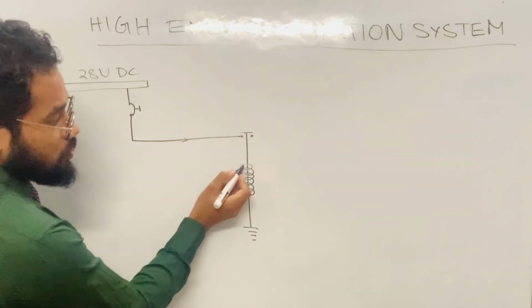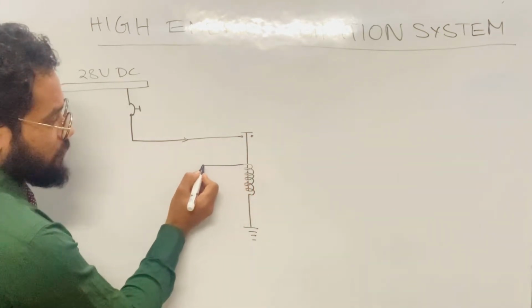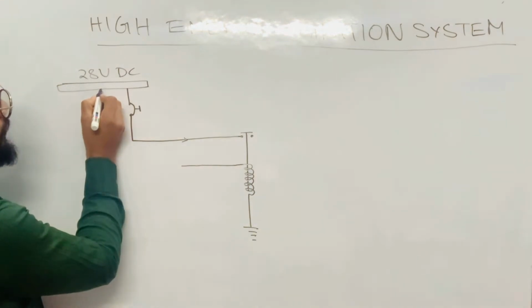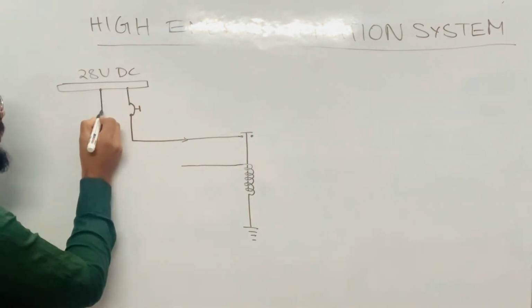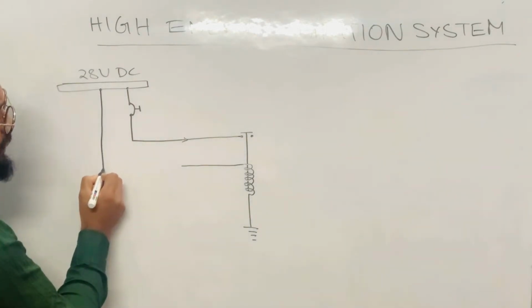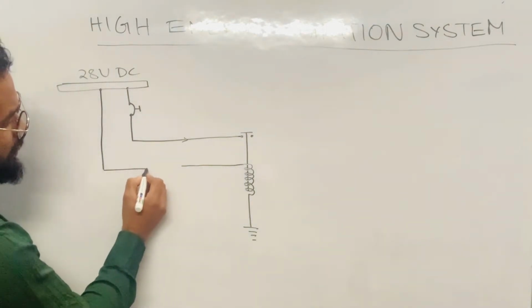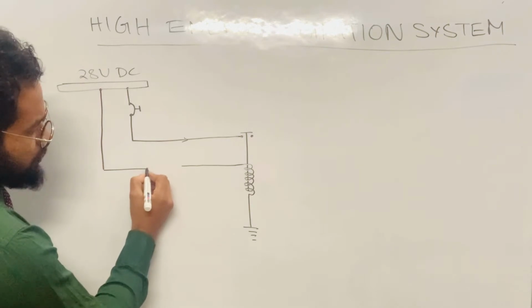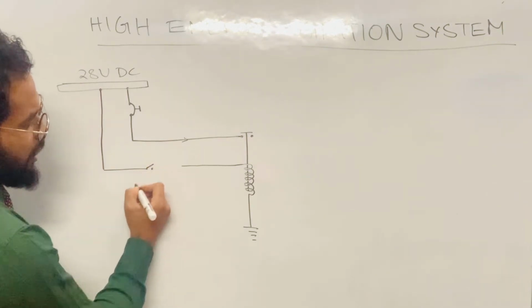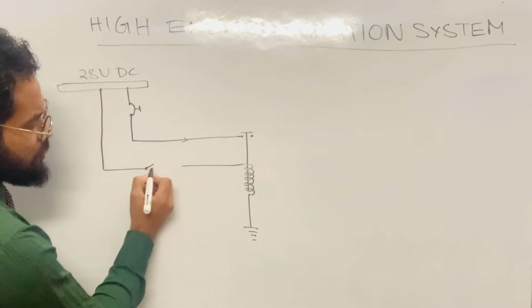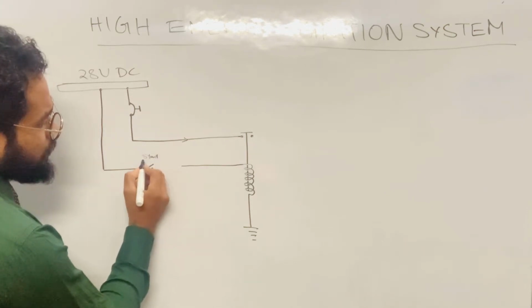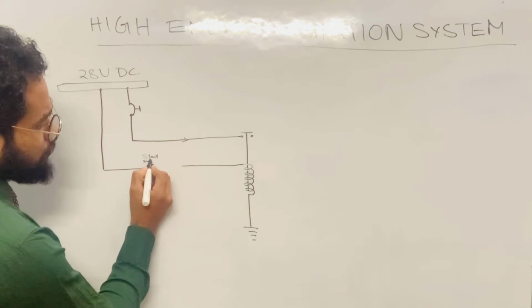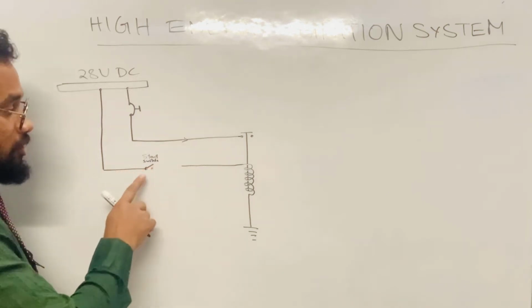Okay, so this coil is going to get supply from the same bus bar. So I am taking another point like this, going down like this, and I am giving this supply to this by means of a switch which will be there in the cockpit. Suppose the name of this switch is start switch. Okay, so this switch is in the cockpit.